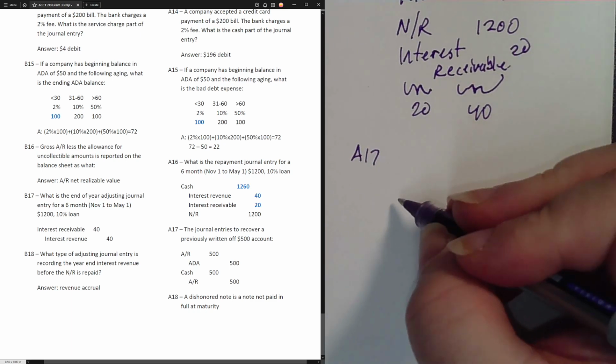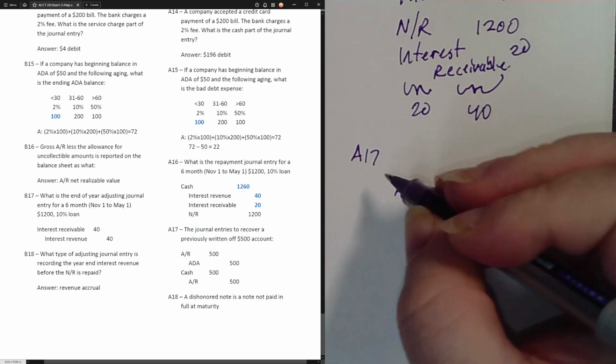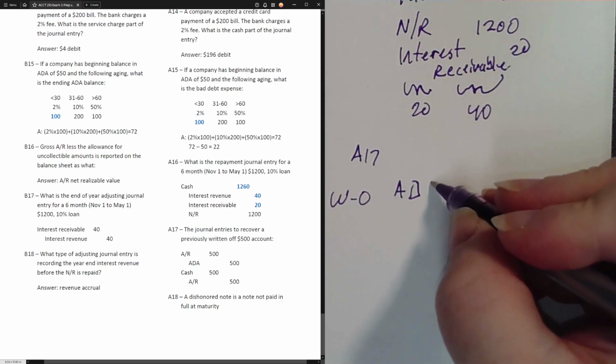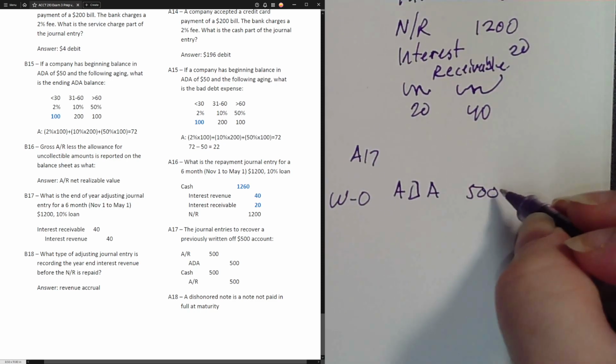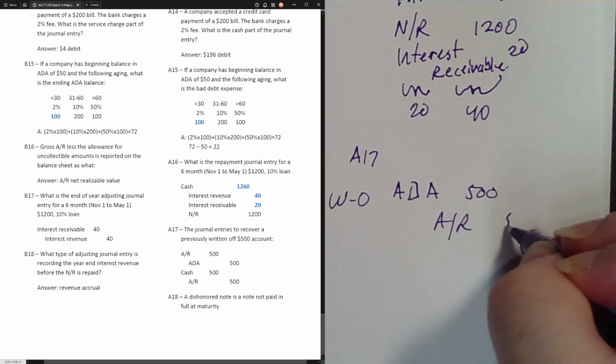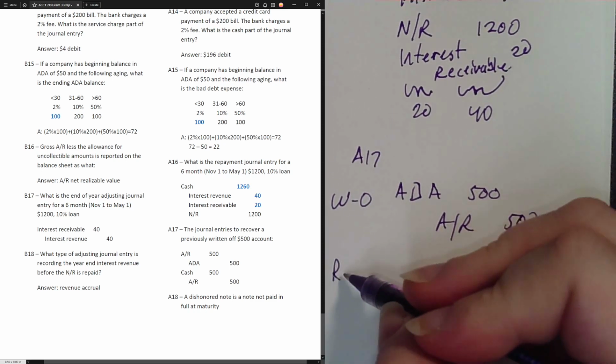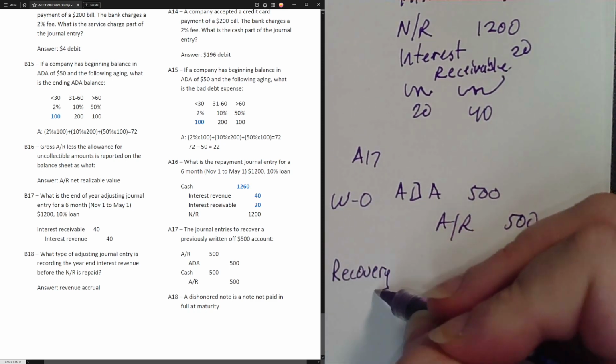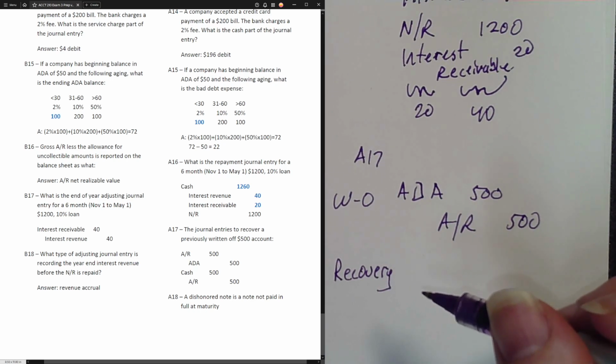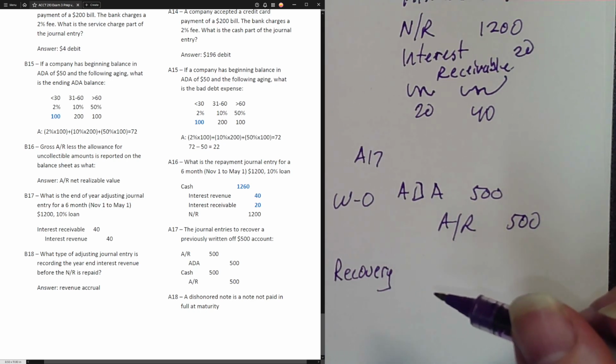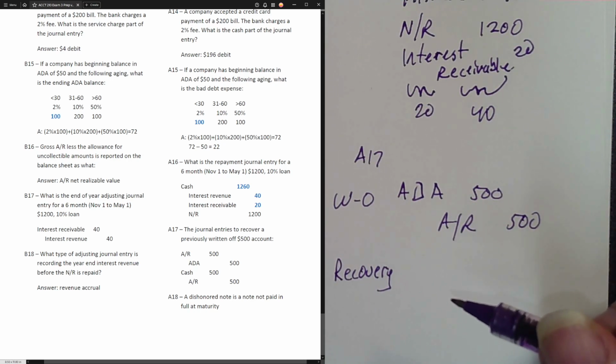So if we wrote off the amount, we would have written it off this way. So this would have been the write-off. ADA 500. We would have written down the AR by 500. And if we wanted to recover it, well, recovery means the customer popped back up and said, we want to continue doing business with you. We said, well, you got to pay off your previous amount before we start doing business with you. So the point being is a recovery involves the customer paying off the account, not just us reinstating the account.